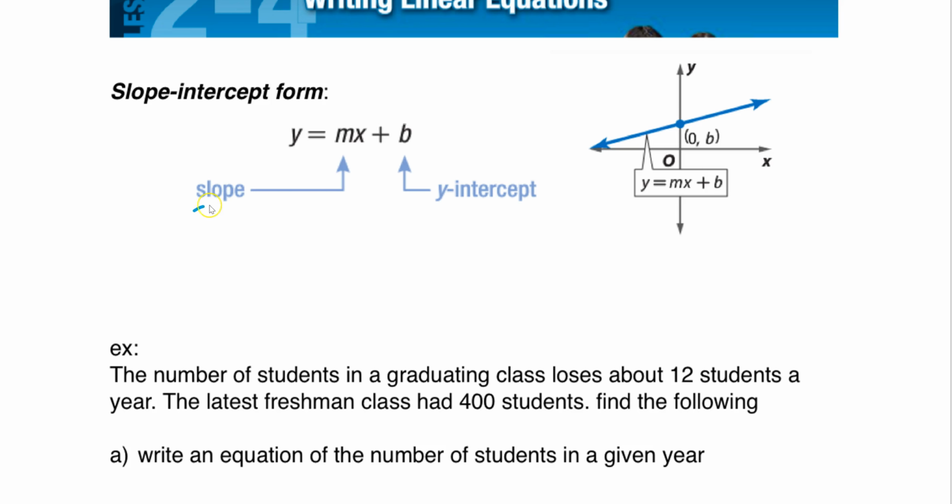So remember, slope is another way to say rate of change. A lot of times you see that as a per. You see the word per, you're talking about the slope. Y-intercept is also known as your starting value, because your x is 0, so this is your starting value, or initial value.